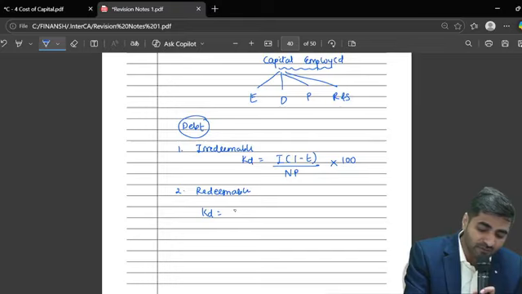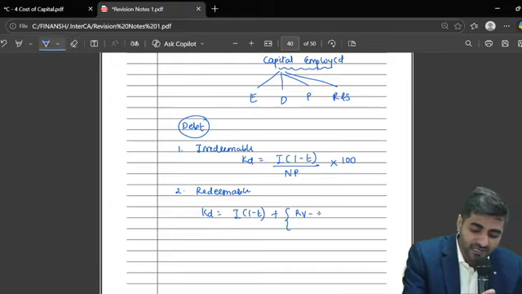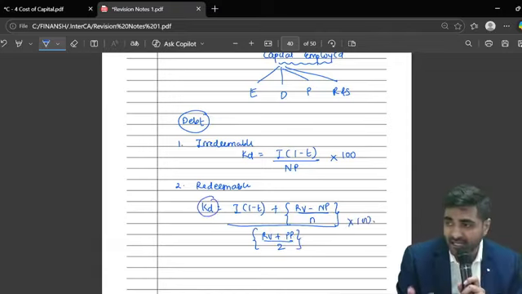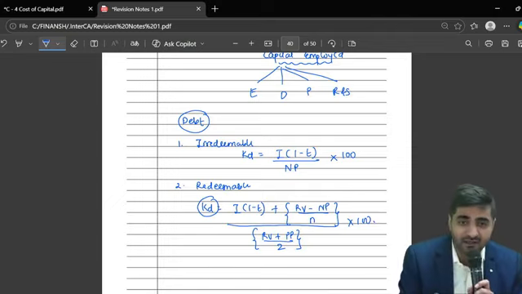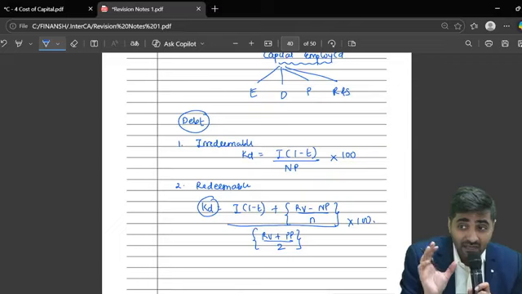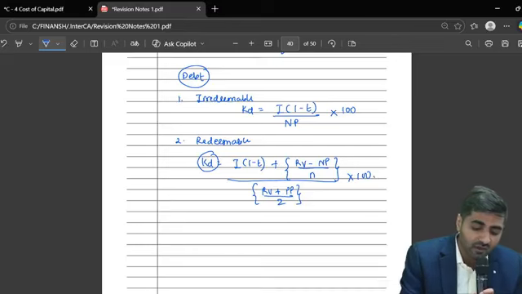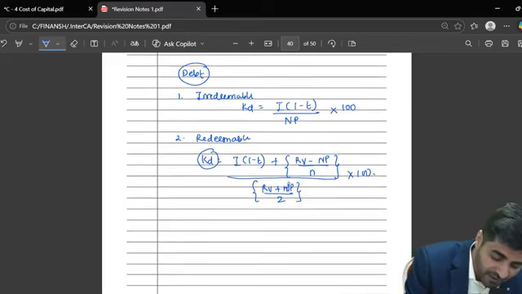Now in that particular case, what will be the formula for KD? It will be interest into 1 minus tax plus RV minus NP. RV minus what? NP. NP stands for your net proceeds. We divide that by N, and we divide the entire thing by RV plus purchase price upon 2 into 100. So this is the formula which we are going to apply for KD. And this formula will be applicable when the debentures are redeemable in nature. Okay, so this is regarding your cost of debt. This is nothing but NP, net proceeds.